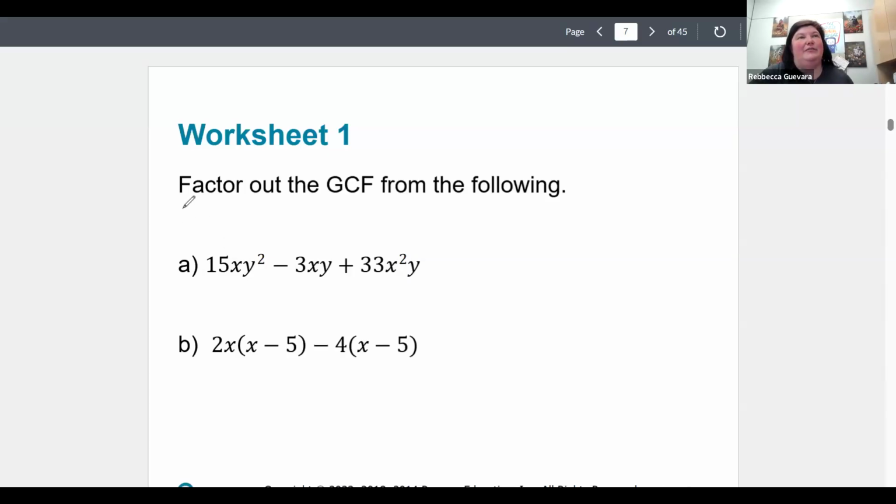Okay, so we have 15xy squared. That's just a 3 times a 5 times an x times a y times a y. We have 3xy, which is just a 3 times an x times a y. And then we have 33x squared y, which is going to be 3 times 11 times x times x times y. Oops, yeah, I'm missing a y up here.